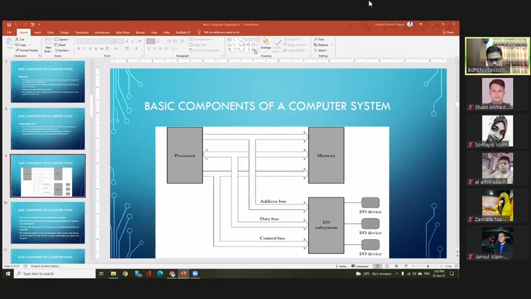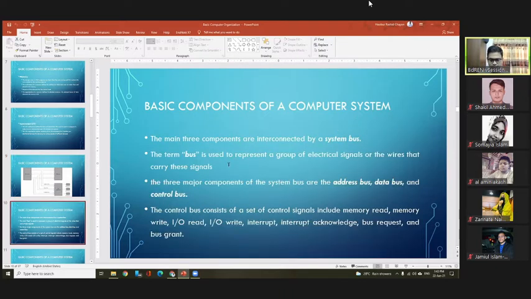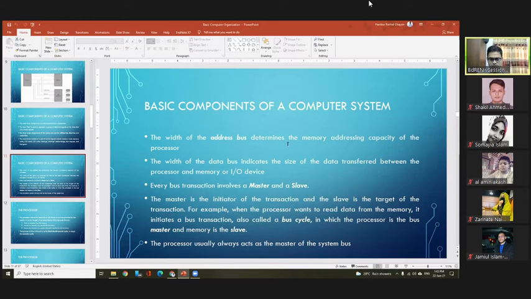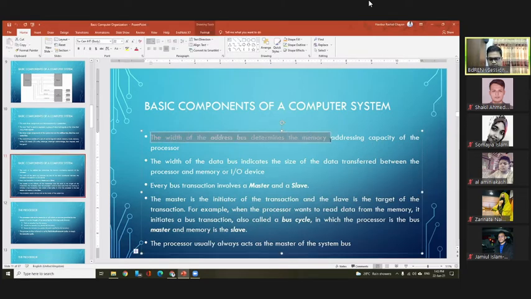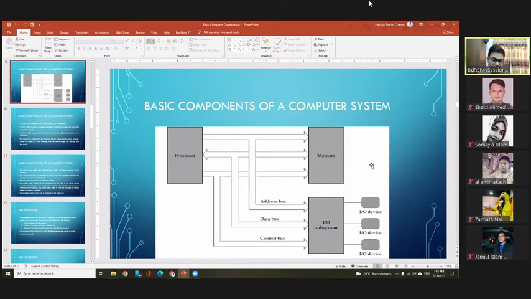Anyway, do you understand about the address bus, the examples I have just given? Any question? It is written on the next slide, maybe, and in the book also. The width of the address bus determines the memory addressing capacity. Right? Any question? Think about it first, and then you can have questions.